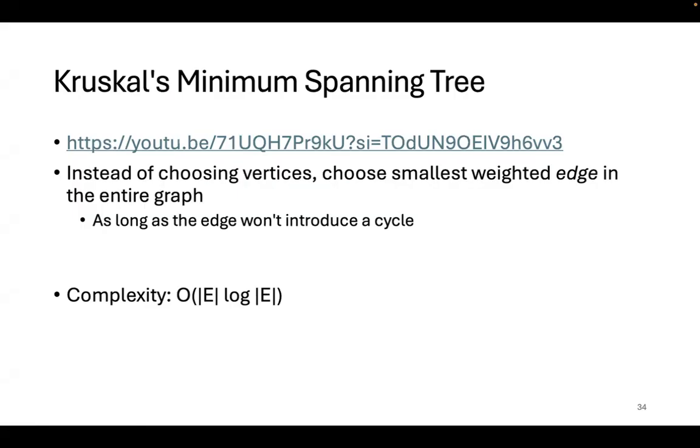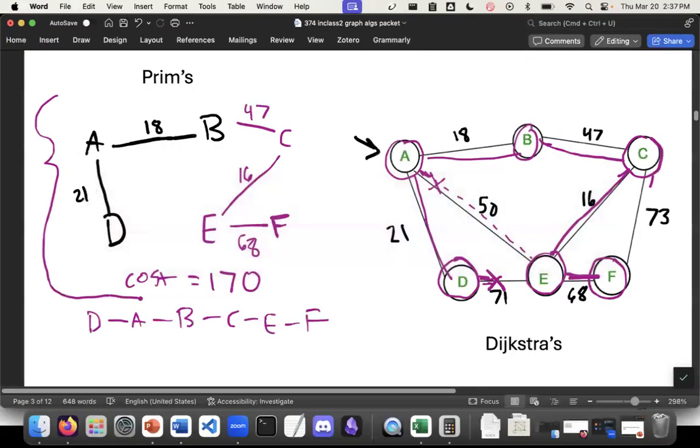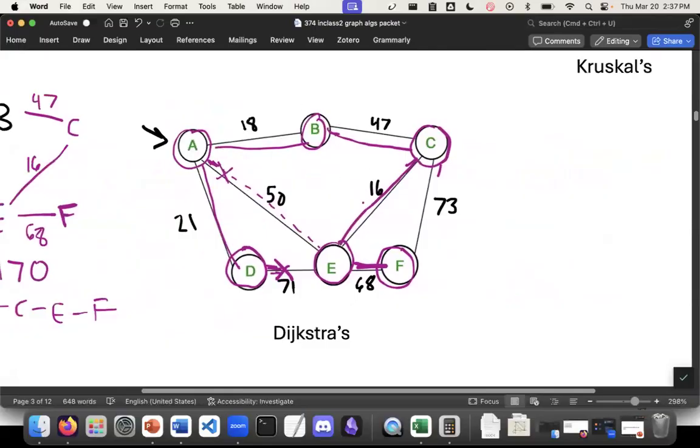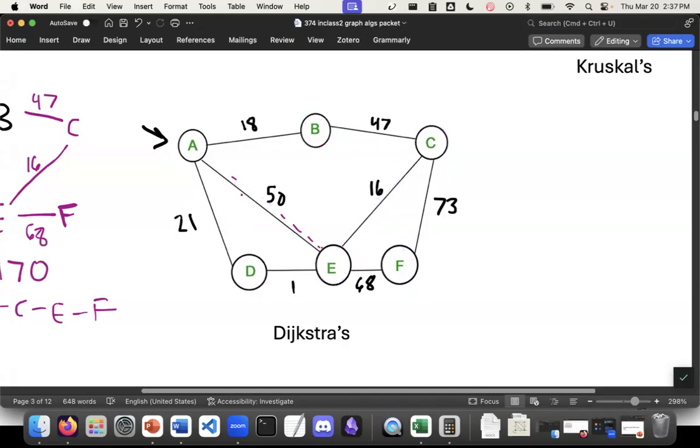So let's look at the example. So I'm going to do this. I'm going to erase the drawings that I've done here. If you would like a new version, I still have versions of the packet.